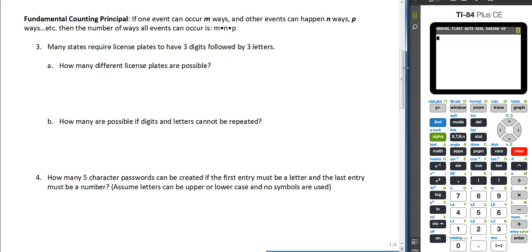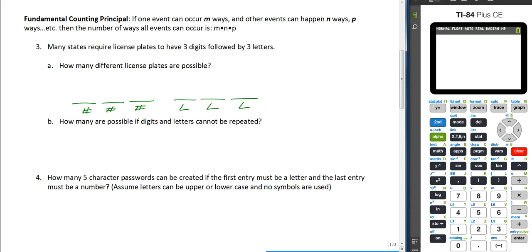How many different license plate orders are possible if the state requires it to have 3 digits followed by 3 letters? So a lot of times it's really helpful to sketch out a little plan of what you're talking about. So it says that you have 3 different digits first. So you have a number, and another number, and another number. And then it's followed by 3 letters. So you have letter, letter, letter.